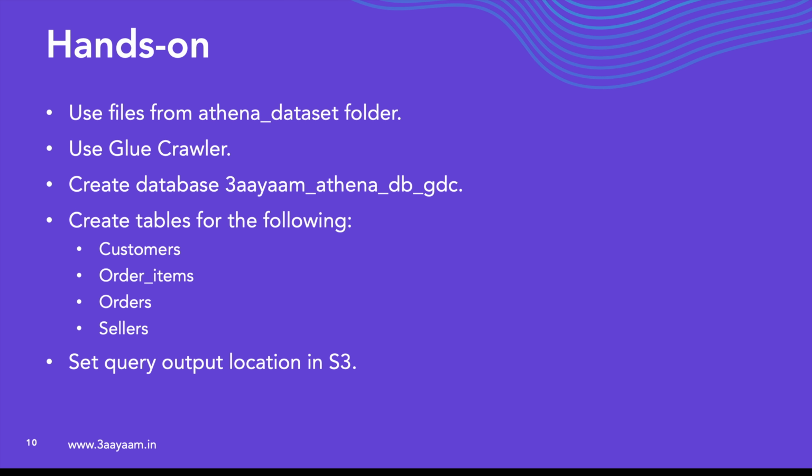And we'll create the tables for customers, order items, orders, and sellers, and then we'll set the query output location in S3 in the Athena console. That's all we are going to do here. Now, you'll see that we are not using Athena SQL at all; we'll be using a Glue crawler to discover all the datasets.